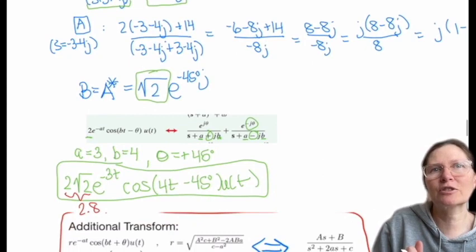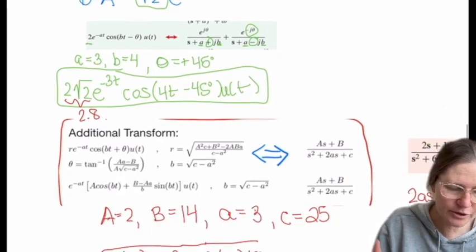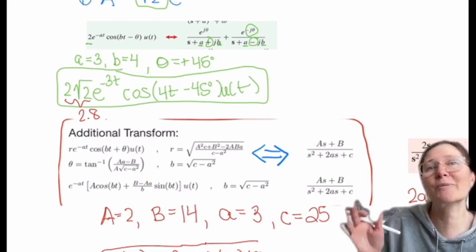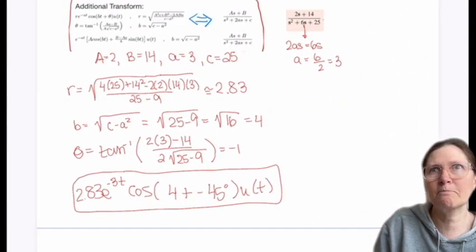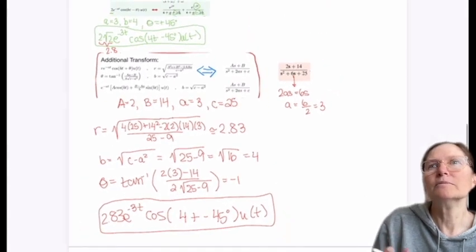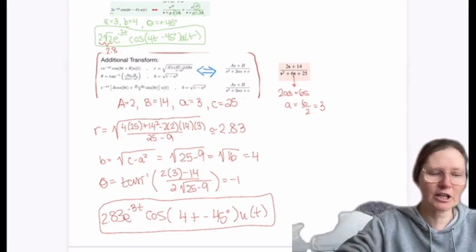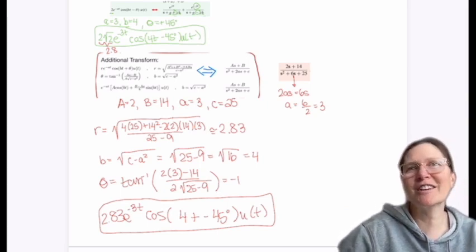And then that translates to 2 square root of 2 e to the minus 3t cosine of 4t minus 45 degrees u of t. You could also use that additional transform that I gave, where it's As plus B over s squared plus 2as plus c. And then you have to note what the capital A, capital B, small a, and small c are. And doing that, you end up with the same form, without having to do partial fraction expansion on that one. As I said, that cosine ends up being a very common one we use. So anyway, any questions on this?